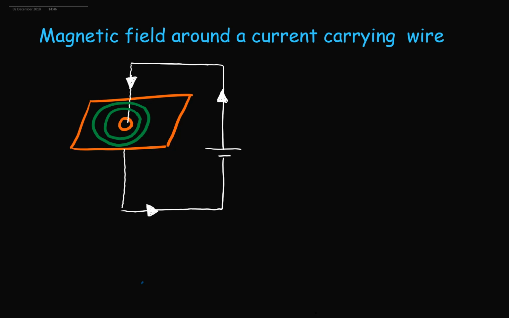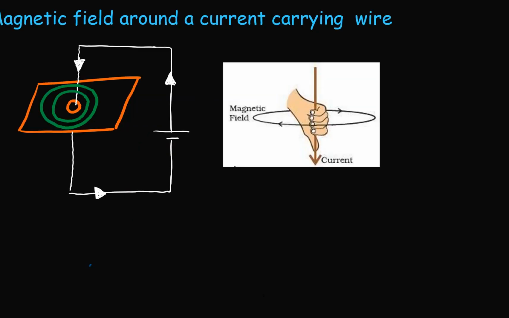Now, if we are interested in knowing the direction of the magnetic field lines, then we either need to use a compass, or if not a compass, then we need to use our right hand grip rule. Now, I'll show you exactly what I mean by the right hand grip rule. Now, look at the diagram, the new diagram to the right.